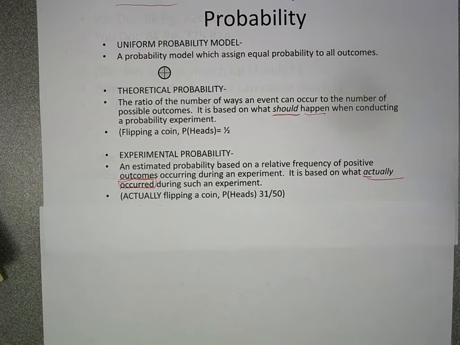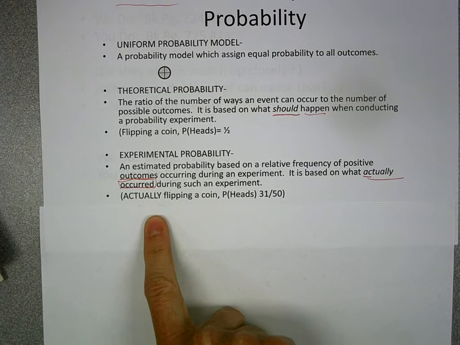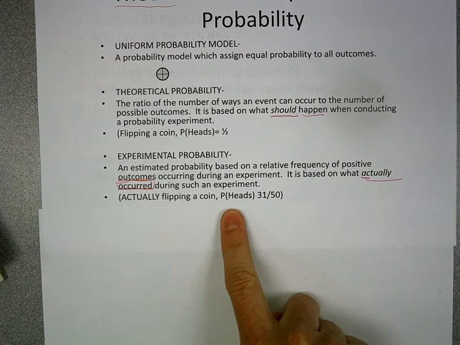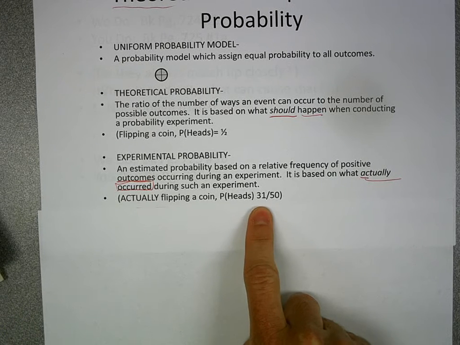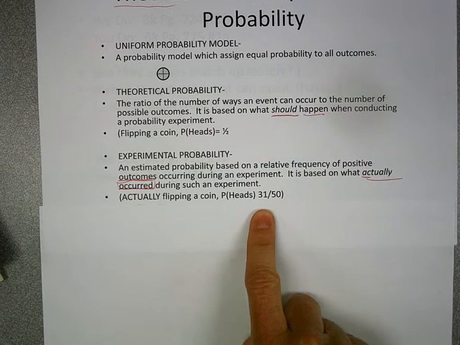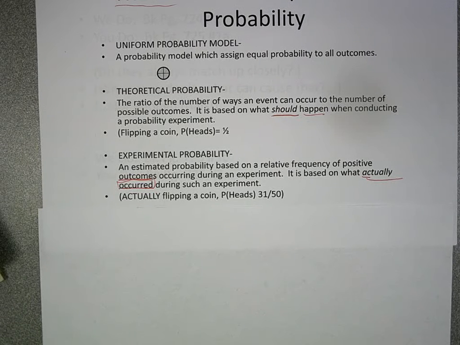So, for example, when you're actually flipping that coin, because that's the experiment, for the probability of flipping heads, you could have flipped the coin 50 times and heads came up not 25 times, which would be half of the time, but came up 31 times. 31 out of the 50 times. So that's more than 50%. It's what actually happened, not what should have happened.